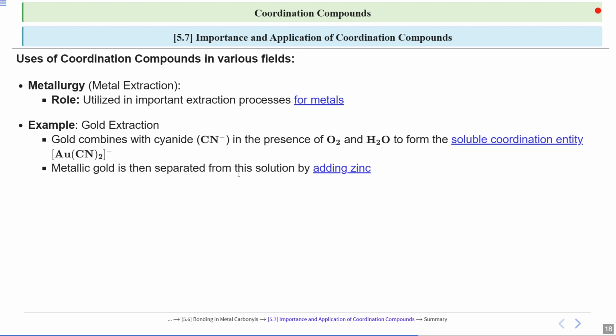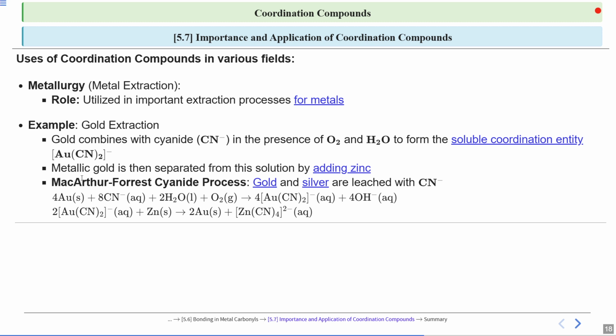Metallic gold is then separated from the solution by adding zinc. Now, we are getting this complex, and we know this complex is made up of gold, right? So we are extracting the gold. But if you want to take the metallic gold from this, the metallic gold is separated by adding zinc to it.